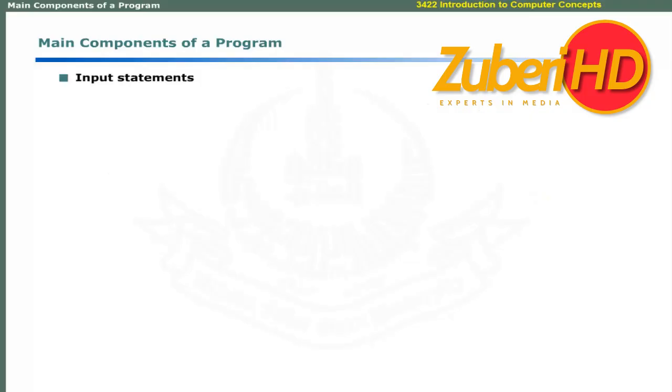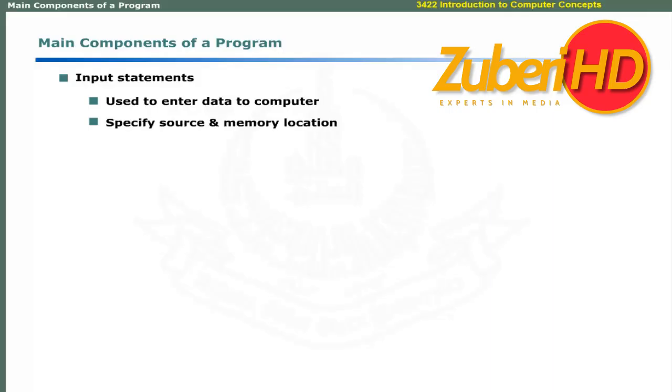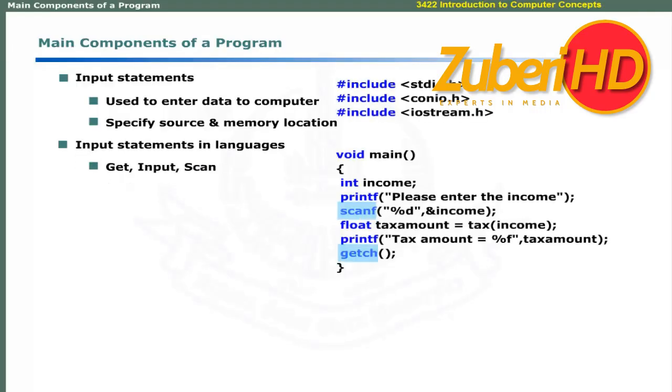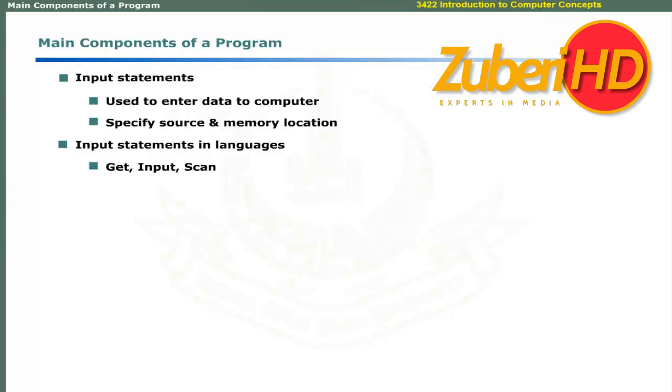Input statements are used to enter data during computer program execution. It identifies the source of input and the memory location where the input is saved. Languages use words like get, input, and scan to receive input. For example, C language uses the scanf statement to get the input using keyboard. A typical input statement in C language may look like this. We will discuss these statements when we learn to write a program.